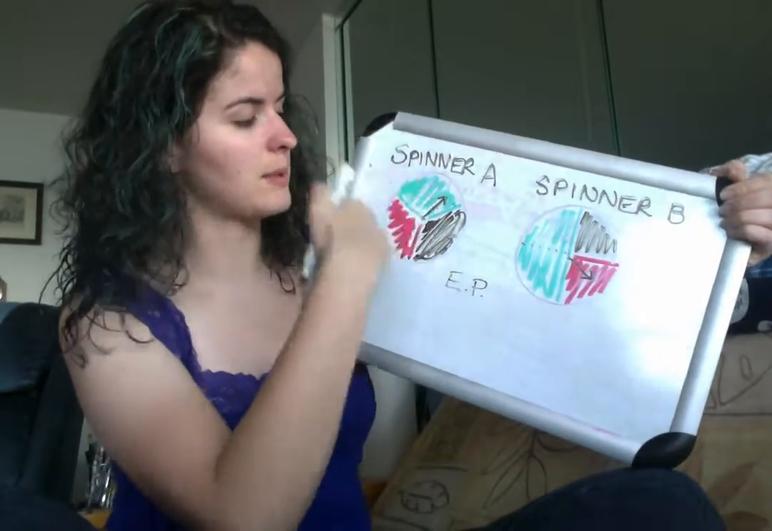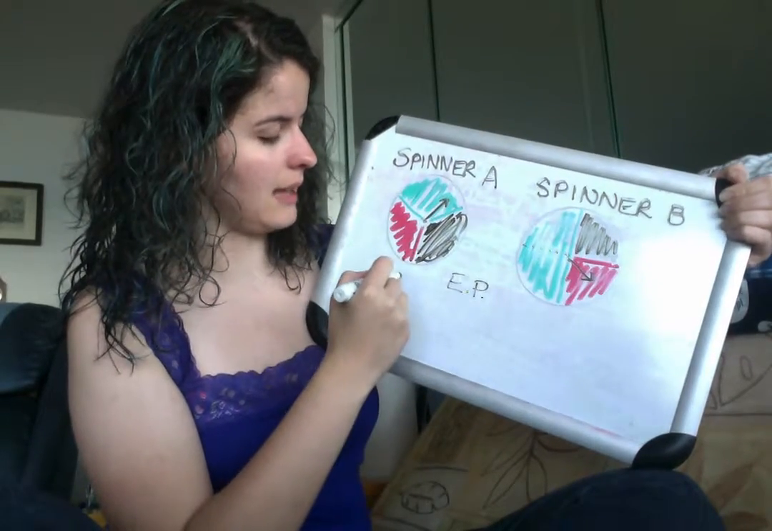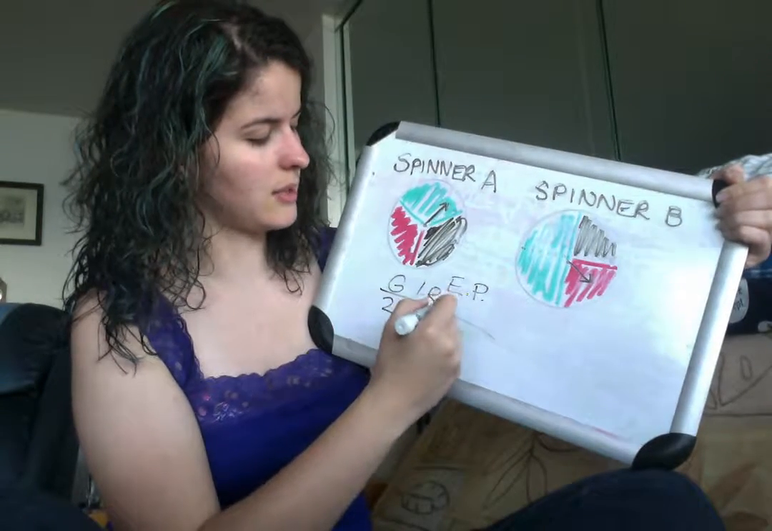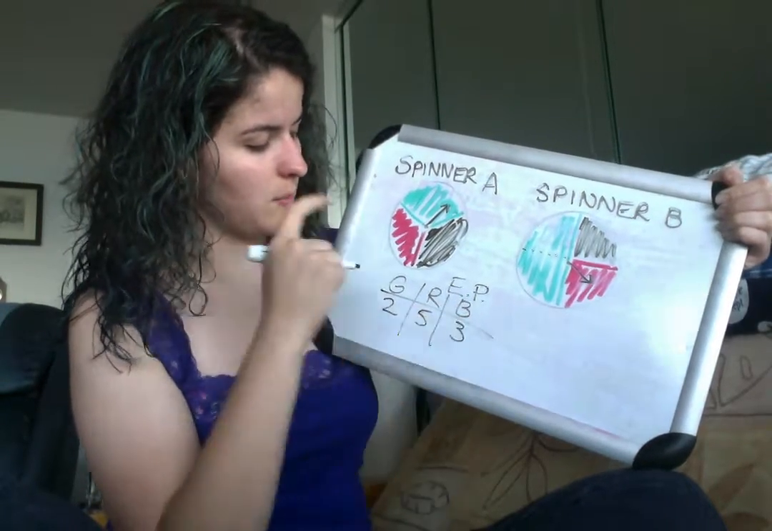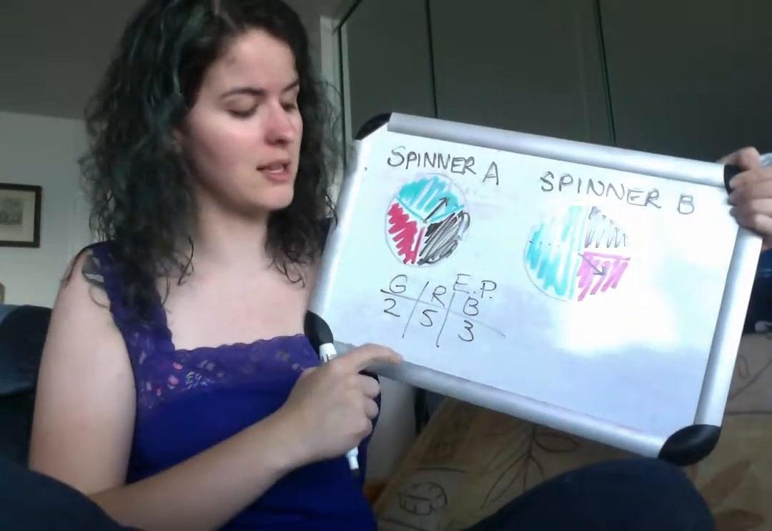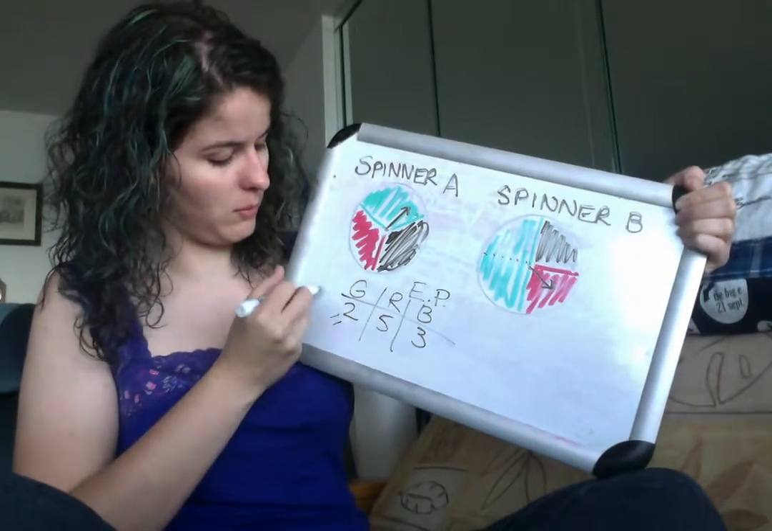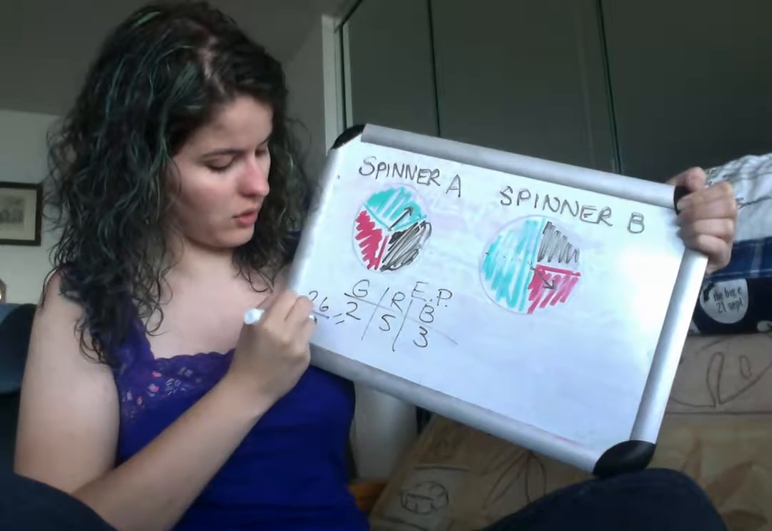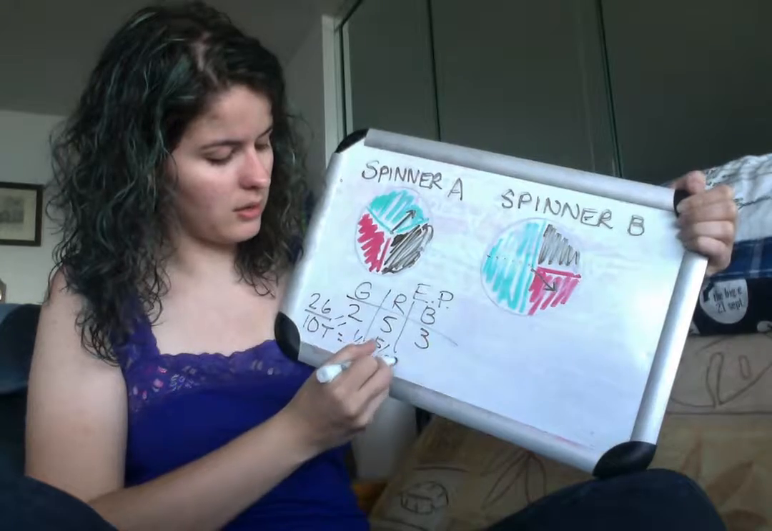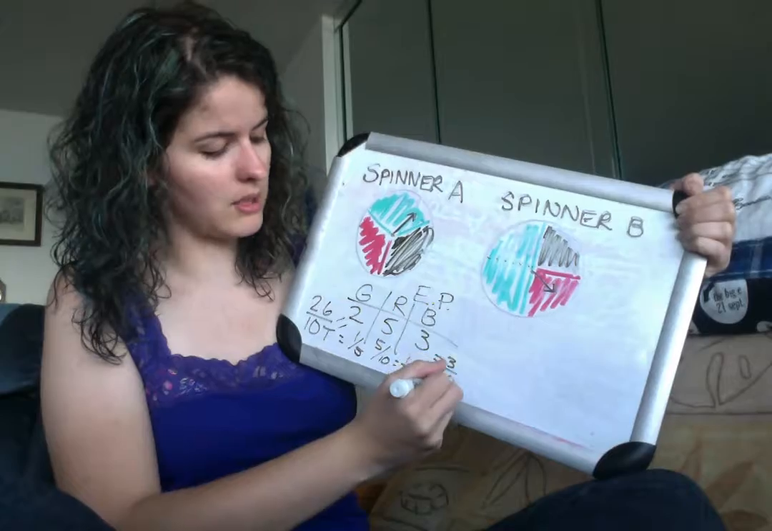For example, perhaps I spun this spinner 10 times, and in those 10 times I land on the green 2 times, the red 5 times, and the black 3 times. Out of my 10 trials, then, the experimental probability would be based on how often I saw the green happening. So my experimental probability would be 2 green out of the 10 total, or 1/5. My red would be 5 out of 10, or 1/2. And the black would be 3 out of 10.